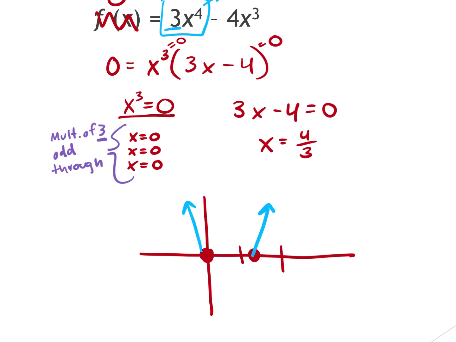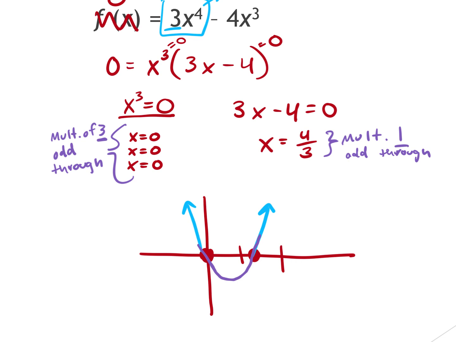How many x equals 4/3 do I have? 1. So I have a multiplicity of 1. My multiplicity is odd because 1 is an odd number. And when we have odd multiplicity, we just said we go through. So I'm going to go through the x-axis at 0, and I go through the x-axis at 4/3.